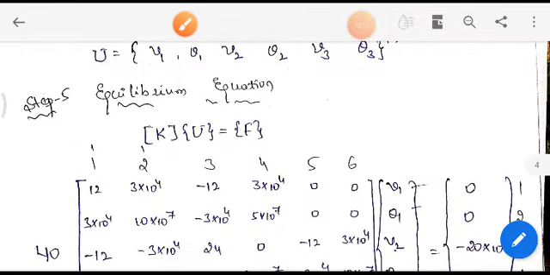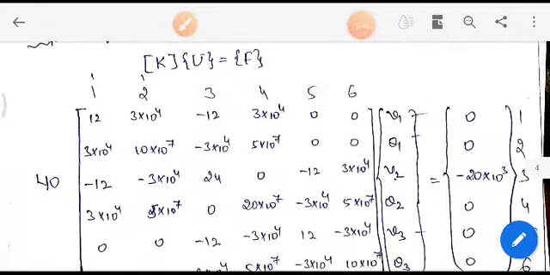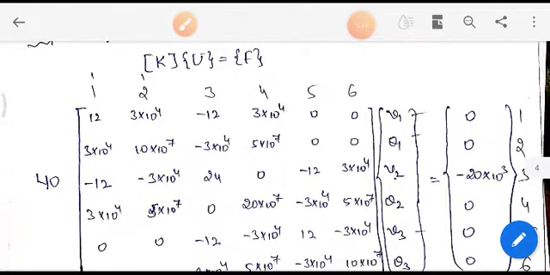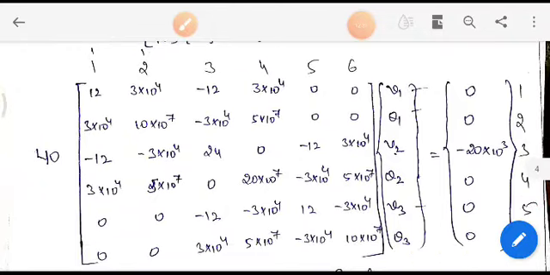Once we define the global load vector, global displacement vector, and global stiffness matrix, next we need to define the equilibrium equation. The equilibrium equation can be written as K into q, which is equal to F. K is nothing but the global stiffness matrix, q is the global displacement vector, F is the global force vector. Once we define this, the next step is to apply the boundary condition.